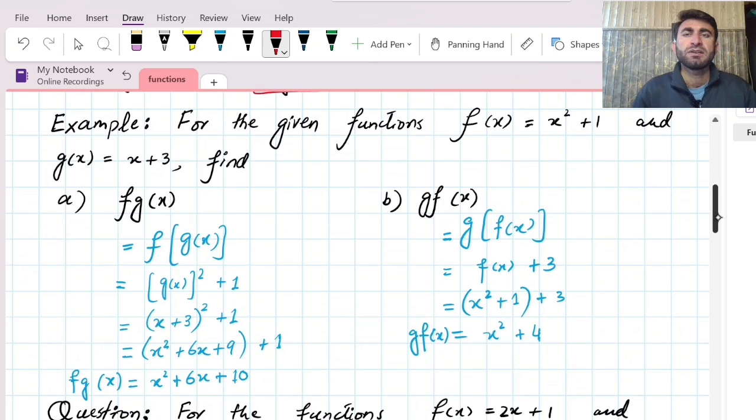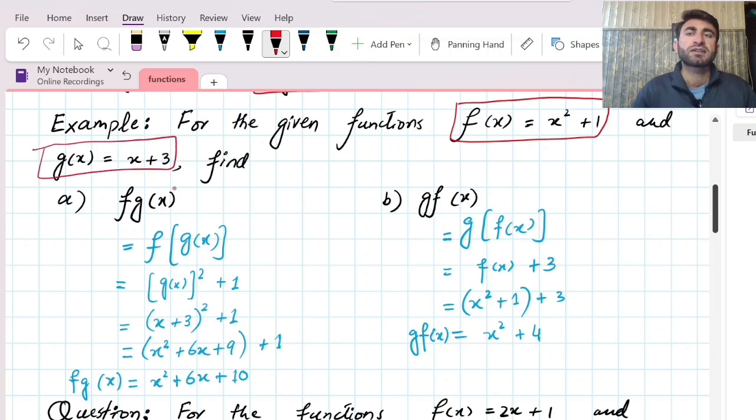Now here is the example where we are given two functions: f of x equals square of x plus 1 and g of x given as x plus 3, and first we are to find the composition fg of x. So fg of x means that we have to replace the output of g of x in function f. So we write it f of g of x. Then because f of x was the square of x plus 1, while now the input is g of x, x will be replaced with g of x, square will remain as it is, and plus 1.